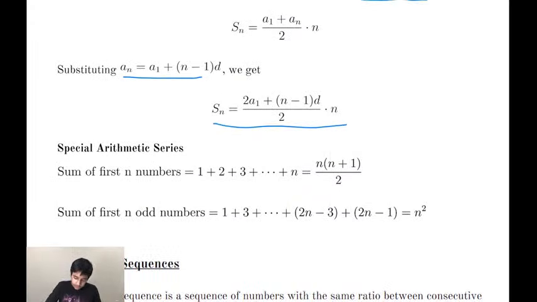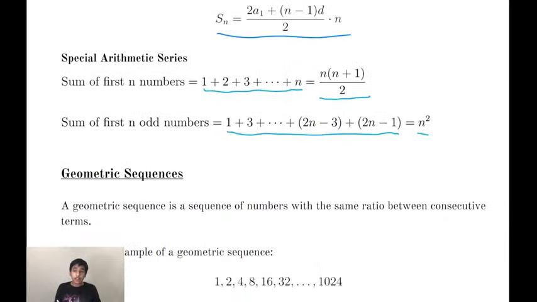And some very important special arithmetic sequences are that the sum of the first n numbers, 1 plus 2 plus 3 plus 4 all the way till n, is equal to n times n plus 1 divided by 2. The sum of the first n odd numbers, 1 plus 3 and so on all the way till 2n minus 1, is going to be n squared. And again, I talked about this in more detail in one of my previous classes, where we did many examples as well.